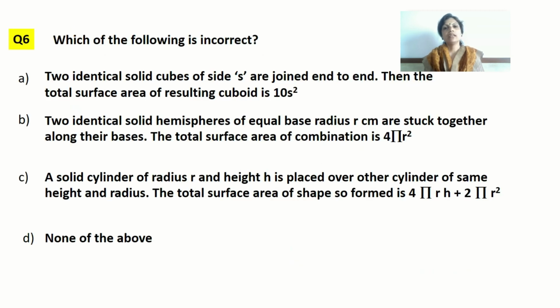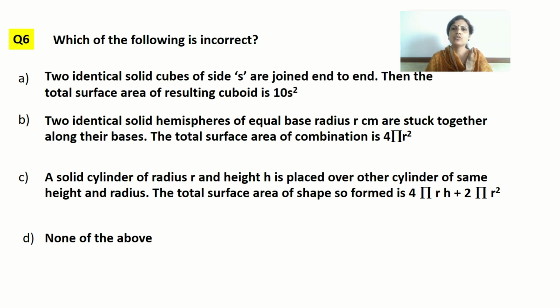Which of the following is incorrect? Either they may give you like this, or they may ask which of the following is correct or which of the following is incorrect. Something like this. Look at this. Two identical solid cubes of side S are joined end to end. Then the total surface area of the resulting cuboid is 10s square. So this is a correct statement. Two cubes, when you join together, form a cuboid and its surface area is 10s square. So the first statement is right.